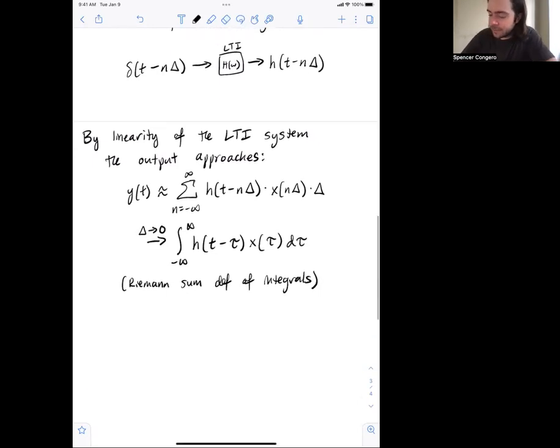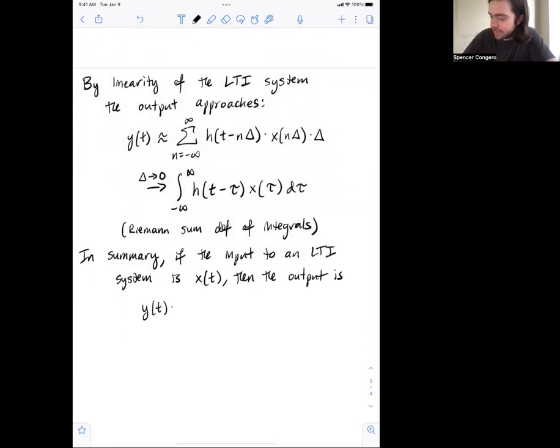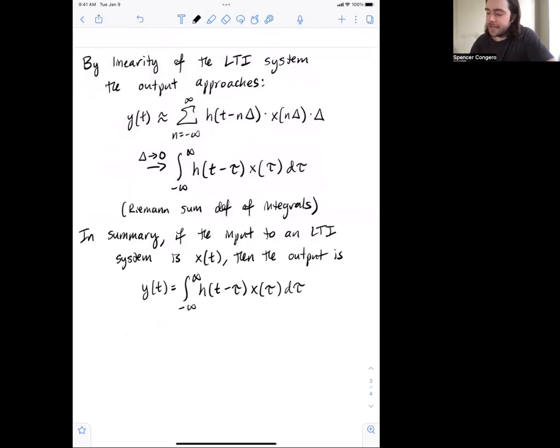So let me just say in summary, if the input to an LTI system is some function x of t, then the output is what we just found. y of t is going to be this integral of h of t minus this integration variable tau times x of tau d tau. Okay, so that is the output of this integral.